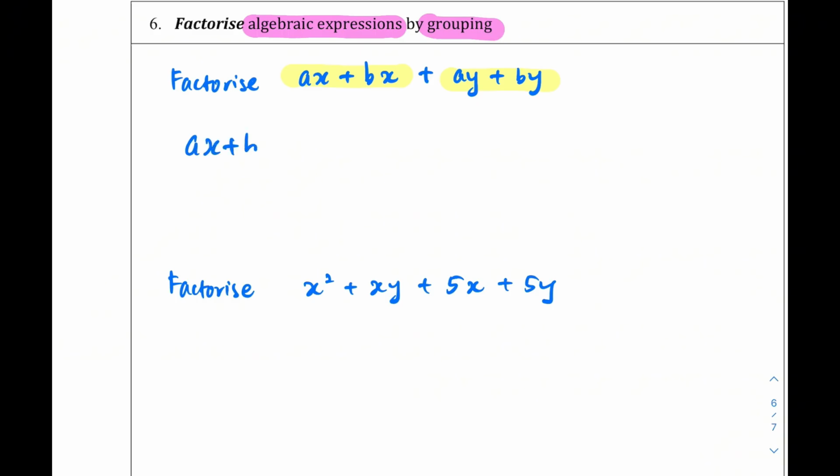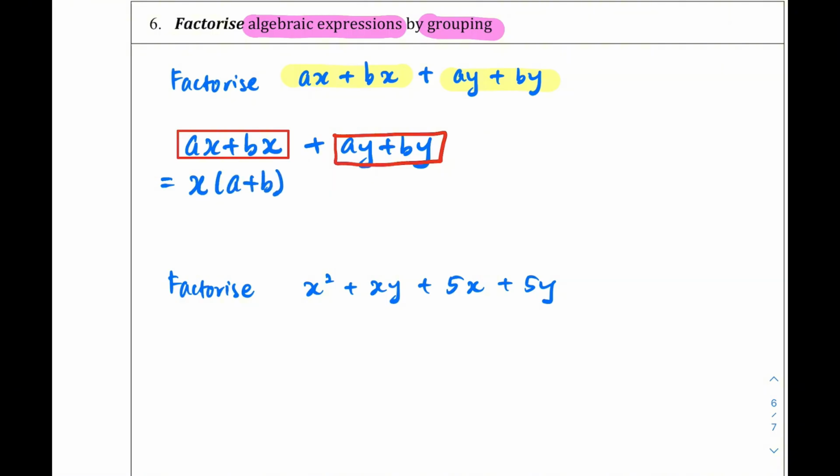So we have ax plus bx and we have ay plus by. Let's put them into two separate groups. In the first group, we see that the common factor is x. In the second group, we also see a common factor, and that is y. So let's extract the common factor within each group. We can extract the common factor x from the first group, and we will be left with a plus b in the bracket. And we can extract the common factor y in the second group, and we will be left with a plus b in the bracket.